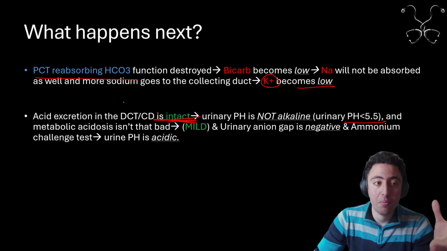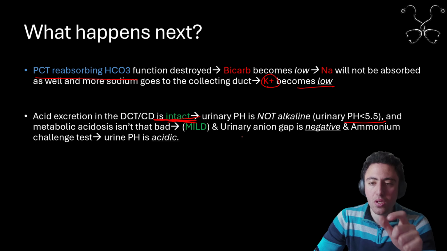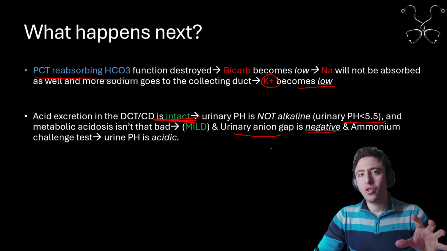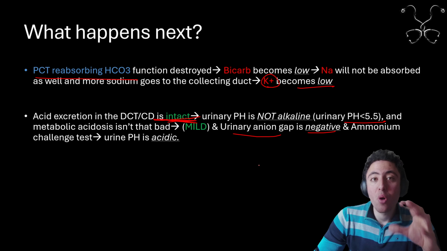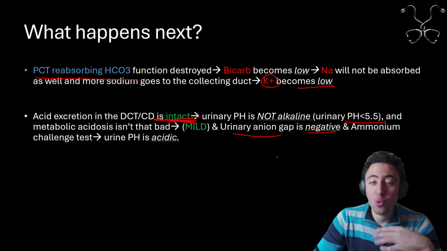Yes, we are losing the buffer, but any acid that's in the blood, we are excreting it. So it's mild acidosis. Urinary anion gap is negative. We're going to talk about that in another video. But very quickly, what you need to know is that when the body is excreting acid, it basically excretes ammonia with it. Because if you excrete acid without excreting ammonia, you're going to make the urinary pH so acidic that it can destroy the kidney tubules themselves, right? The acidity in the urine is toxic, so we need to avoid that.